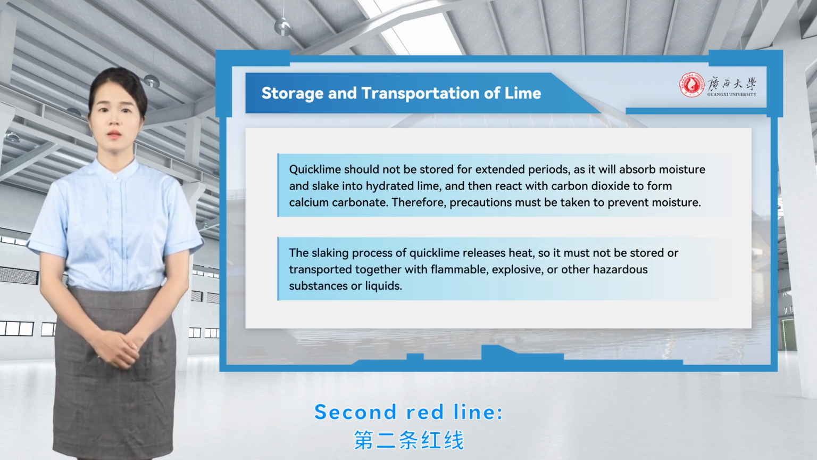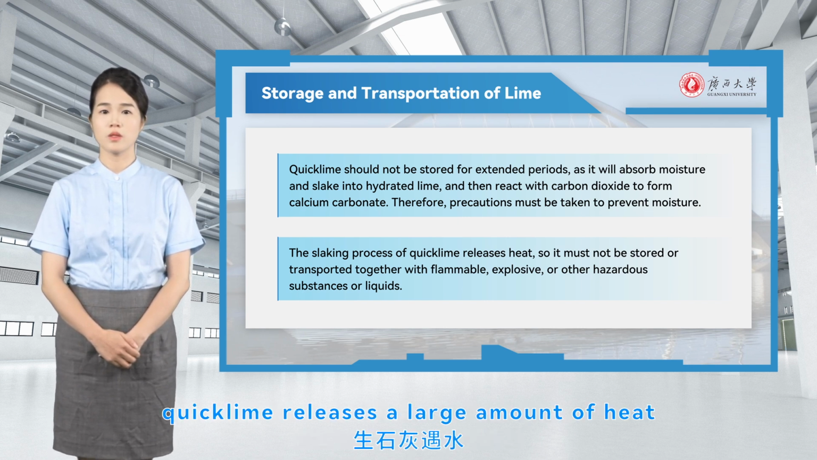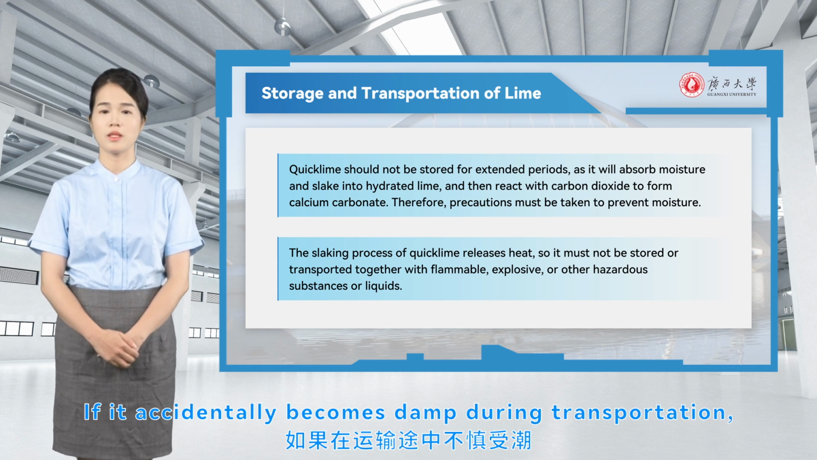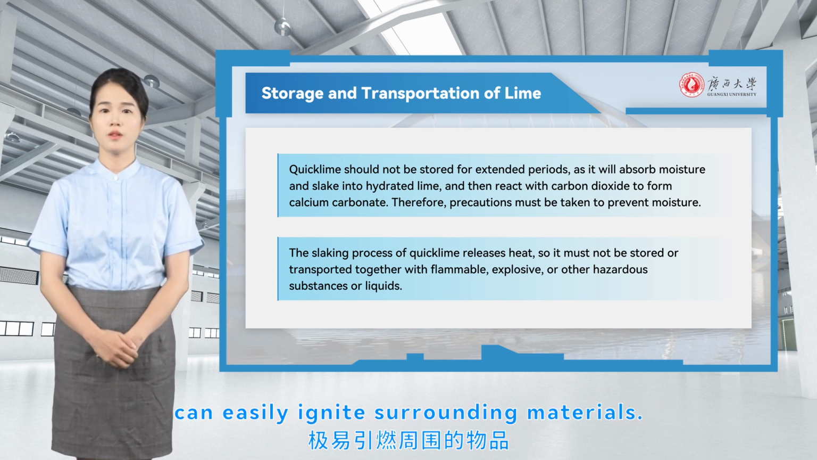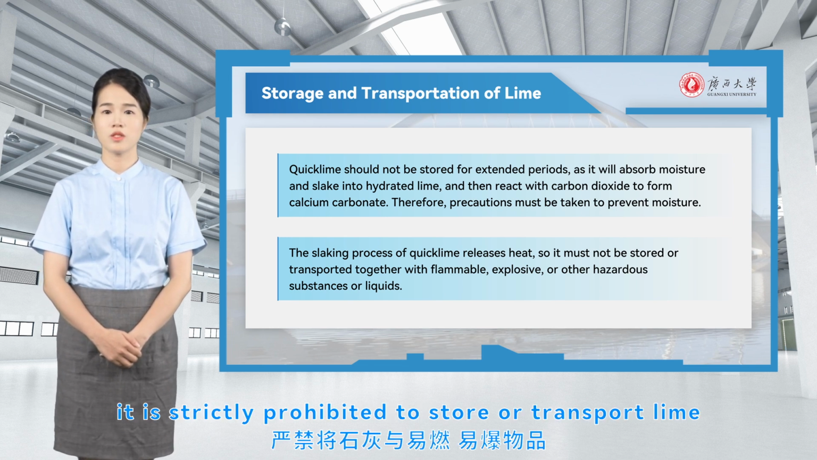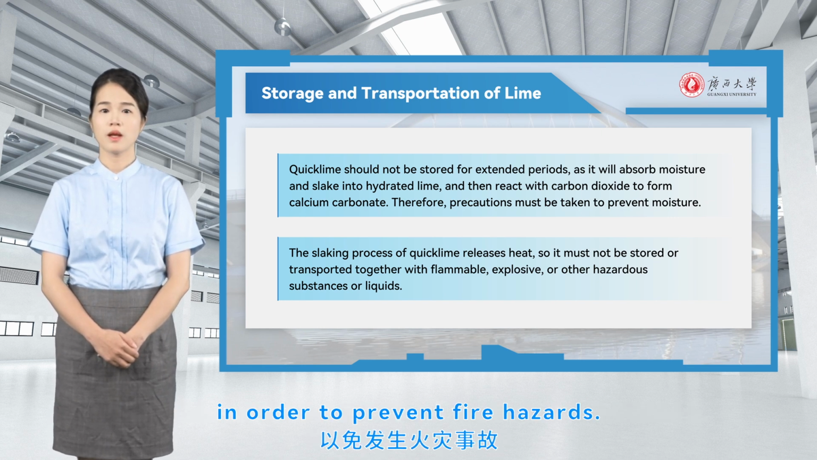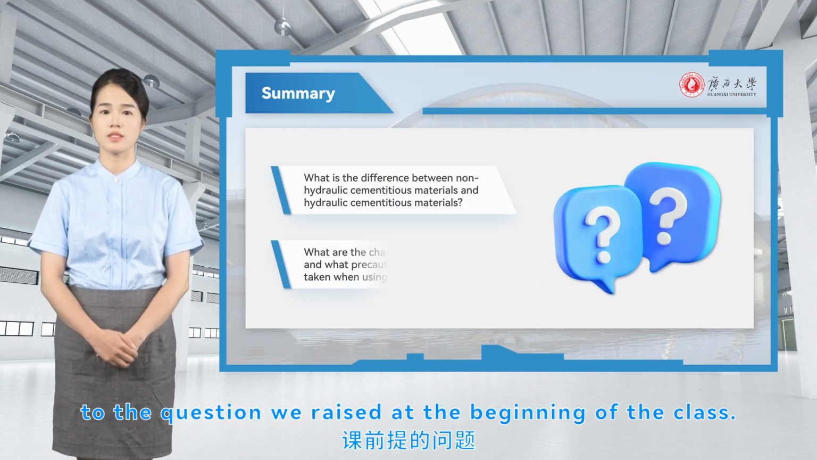Second red line: prevent fire and explosion. As mentioned earlier, quicklime releases a large amount of heat when it comes into contact with water. If it accidentally becomes damp during transportation, the heat generated can easily ignite surrounding materials. Therefore, it is strictly prohibited to store or transport lime together with flammable or explosive substances in order to prevent fire hazards. Let's return to the question we raised at the beginning of the class.